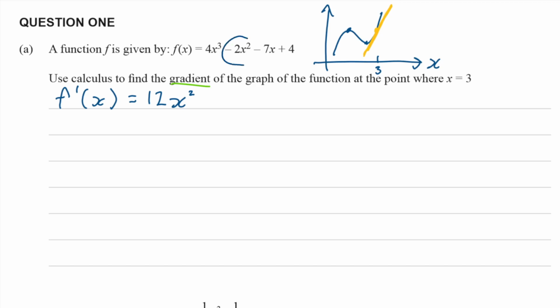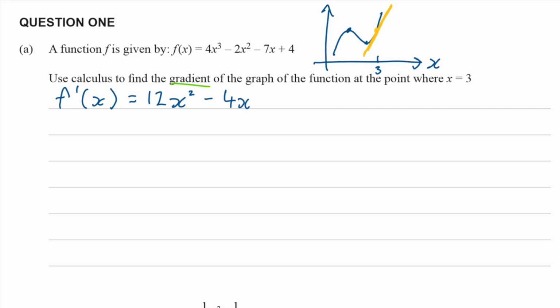Now we can do the same with the next term, where the power of 2, multiply out the front to give minus 4, x to the power of 2 minus 1, so that's to the power of 1. And when we have power of 1, we don't need to write it.